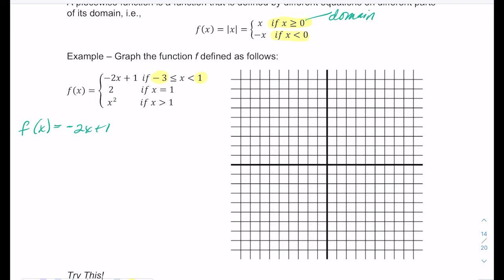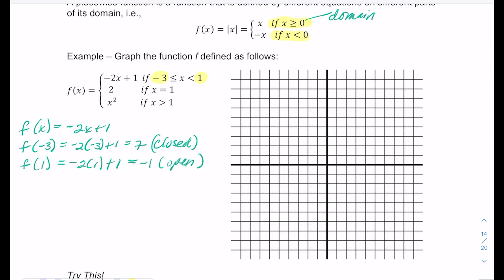For the first one, when I plug in negative 3 and evaluate the function, you get 7. Because it's a less than or equal to, I know that this is going to be closed. Now when I plug in 1, I'm going to get negative 1. And this time it's open because it's less than.